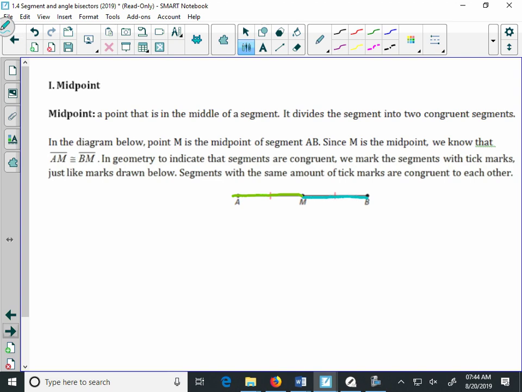This is directly in the middle. If you were starting out at A and walking directly to the middle, you'd walk the same distance as you would to get to the middle from B. Okay? They're the same, cutting that segment in half.